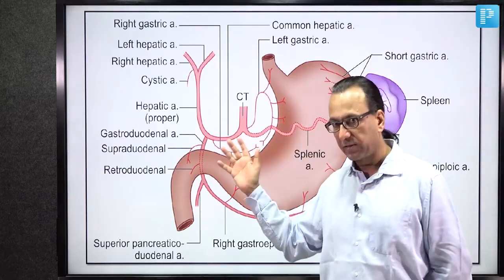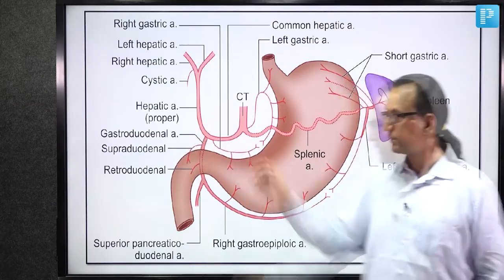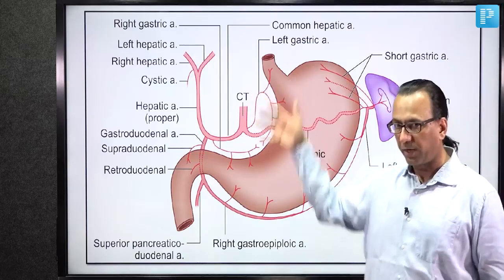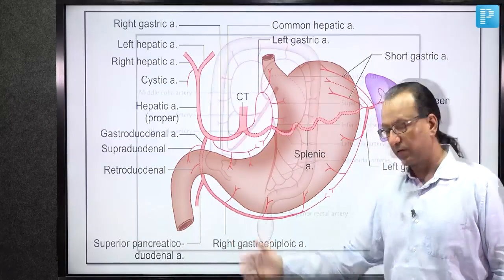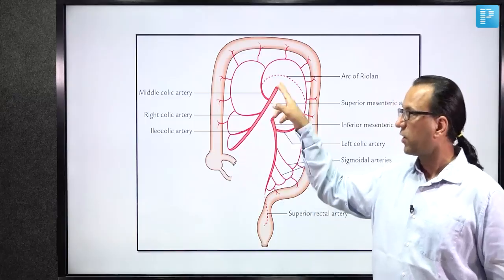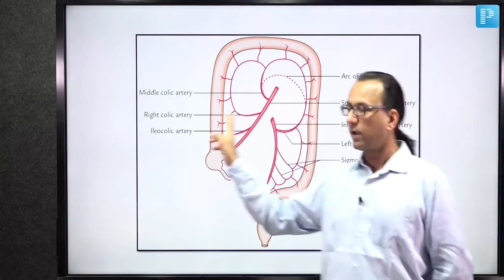Now, if we know the arteries, the veins will follow them and have almost the same name. We'll see one diagram later. At present, let us look at the branches of the superior mesenteric artery and inferior mesenteric artery as well. The superior mesenteric artery, which is the artery of the midgut, gives the ileocolic artery and the middle colic artery. The ileocolic artery itself gives the right colic artery.